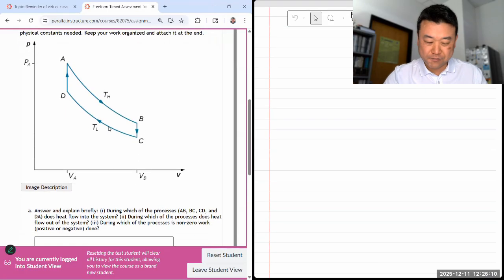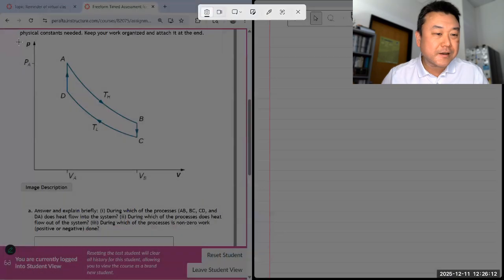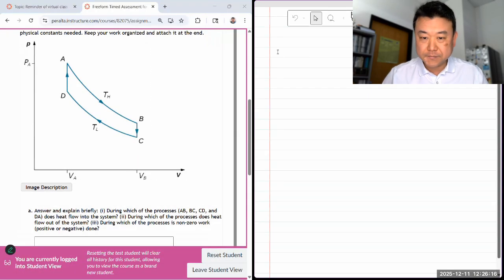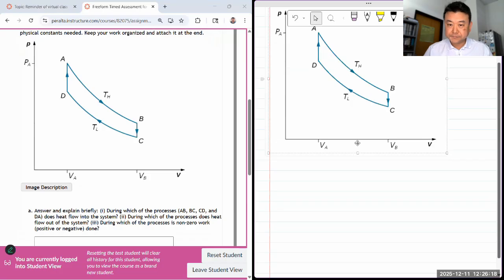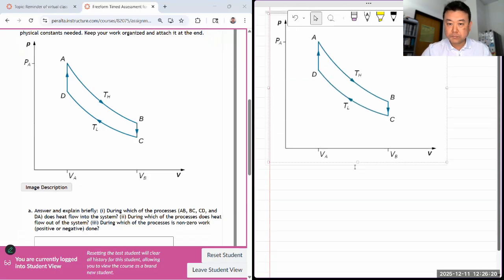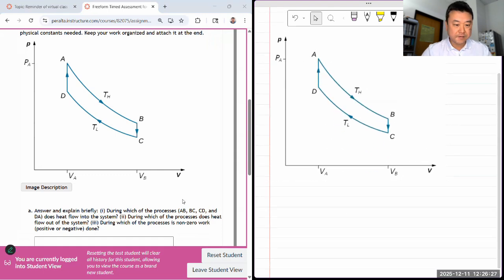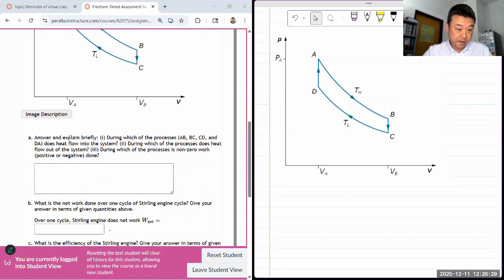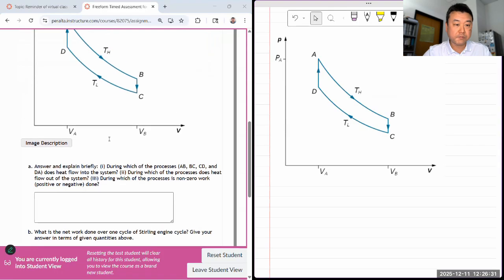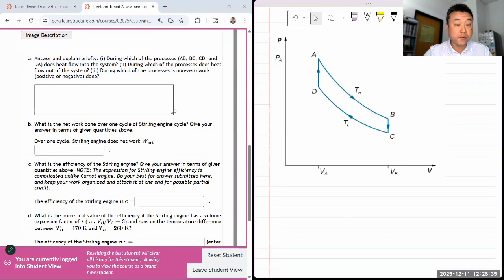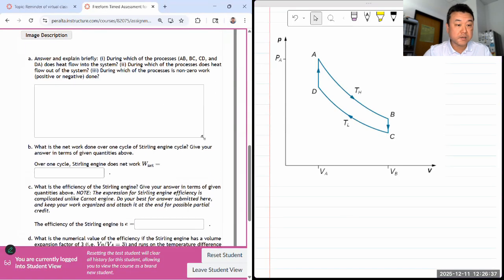Yeah, I probably will need this figure at some point, so let me just paste it into OneNote. Can I move this now? Okay. Yeah. Okay, that's in OneNote. Answer and explain briefly during which of the processes, I can refer to the figure there, does the heat flow into the system, which does the heat flow out.